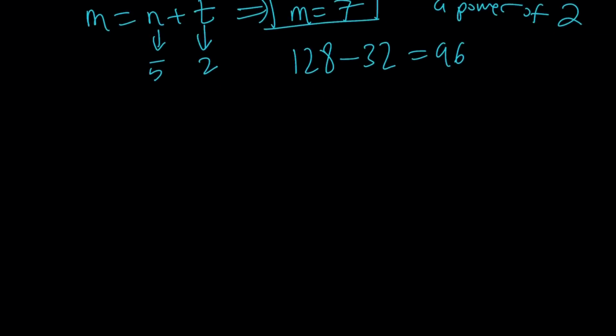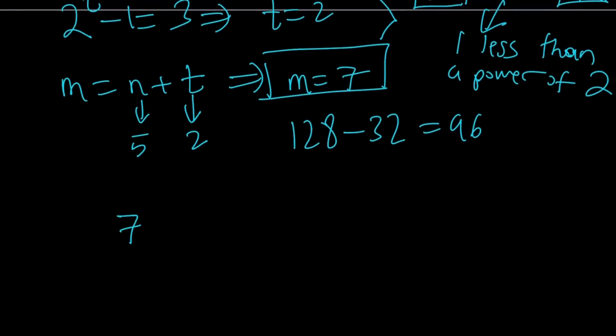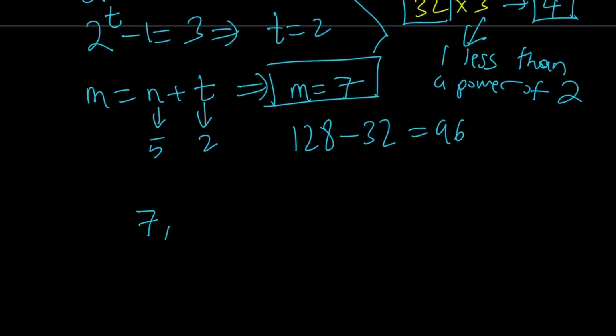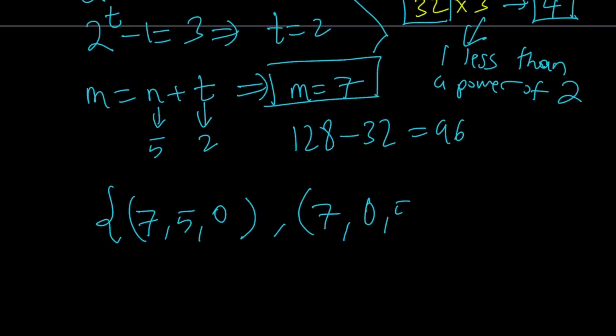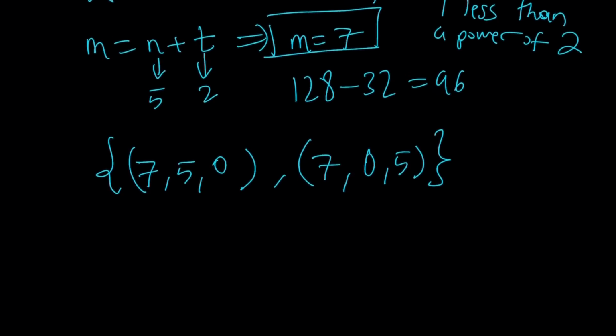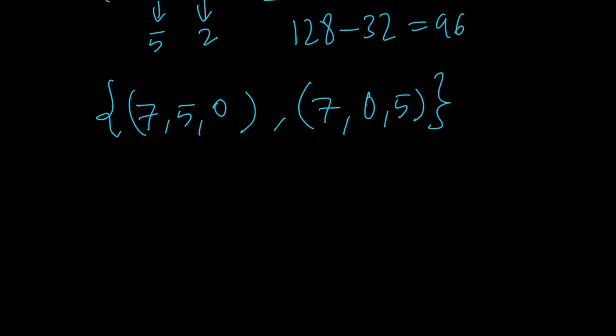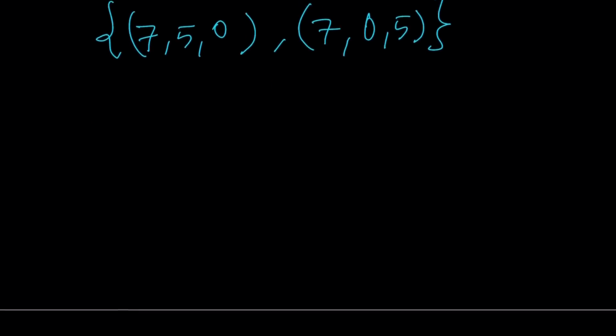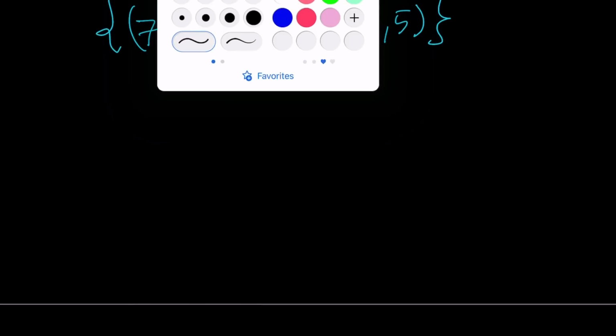So that kind of gave us the ordered triple 7, 5, 0. But guess what? That's not the only ordered triple that works, because remember, we were allowed to switch n and k. Therefore, 7, 0, 5 is going to be another valid solution. So we got two solutions for this equation for integers. Can there be negative integers? I don't think so. If you think there are, and if I made a mistake, please let me know.